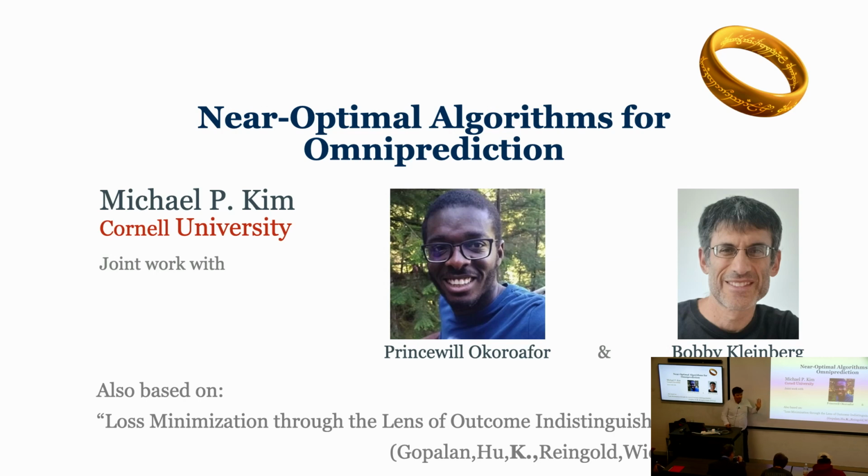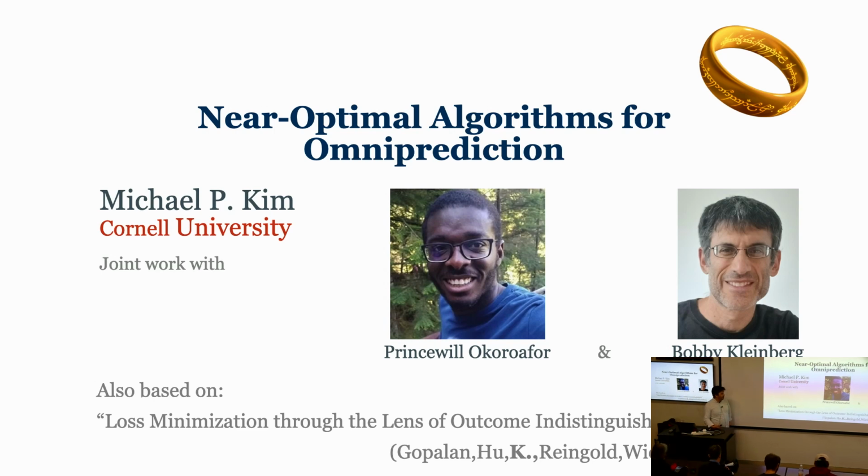All right, great. So, I'm Michael Kim. I'll tell you today about some very recent work on omniprediction, near optimal algorithms for omniprediction. This is joint work with Princewill Okoroafor and Bobby Kleinberg. Feel free to interrupt me at any point. I have a bunch of slides, but I'd much rather get through half of them and have you understand a lot of them than get through all of them and have you understand none of them. There will also be some coverage of this other work that appeared at ITCS, I guess last year.